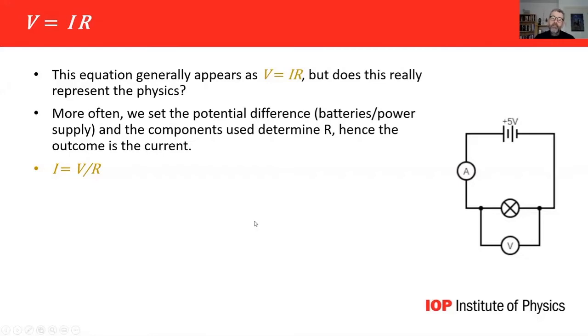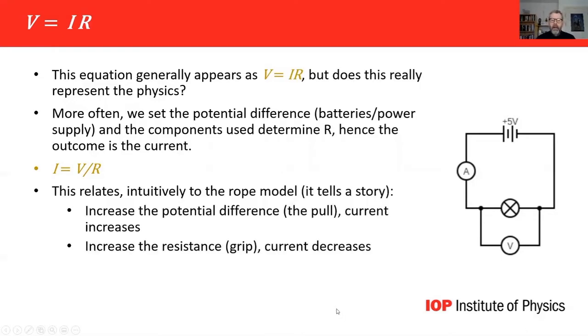And if you're using the rope model with a class, you may wish to derive this form of the equation, because after all, if you increase the potential difference, the V, you're pulling harder. And what happens as you pull harder? Well, the rope moves more quickly. The current increases. So we see the relationship immediately between potential difference and the resultant current.